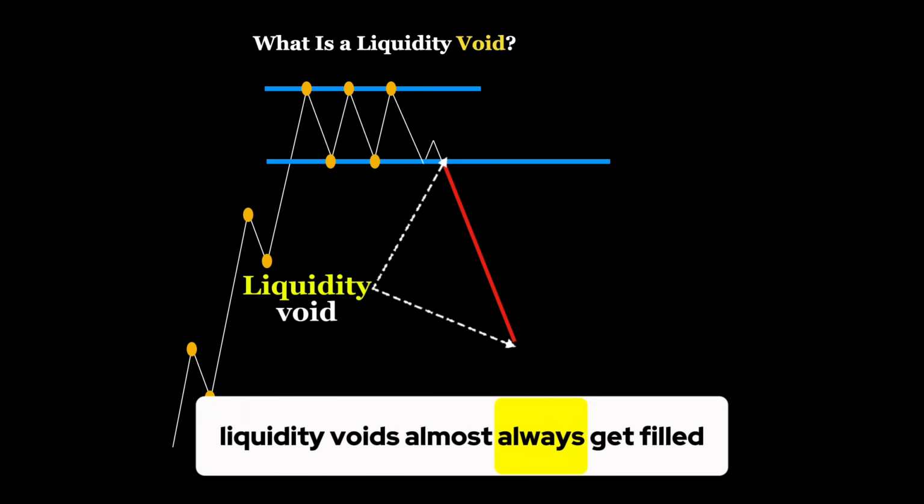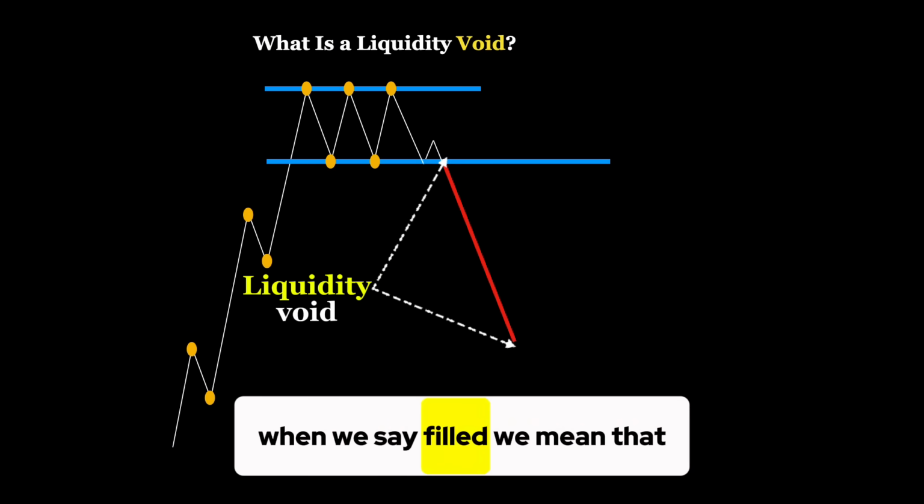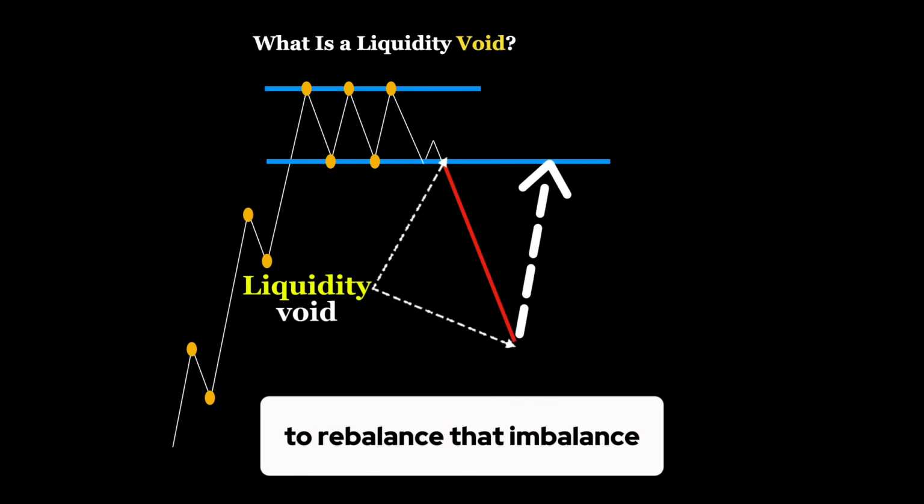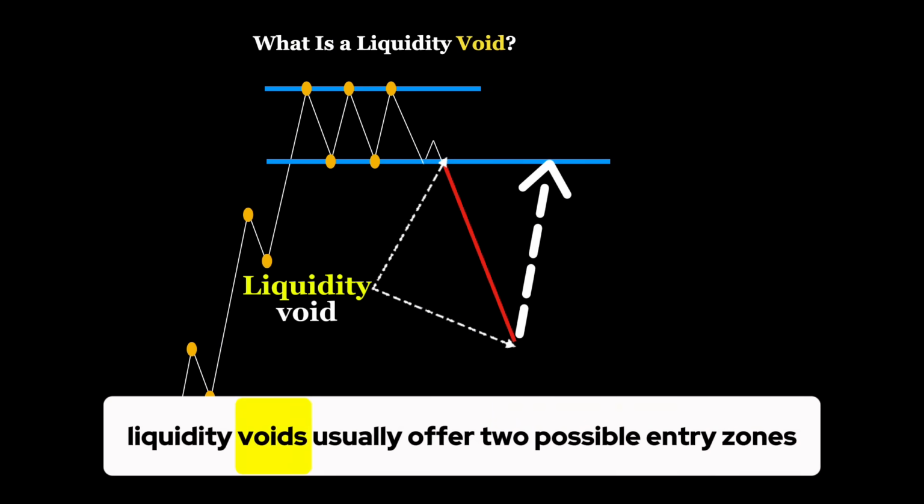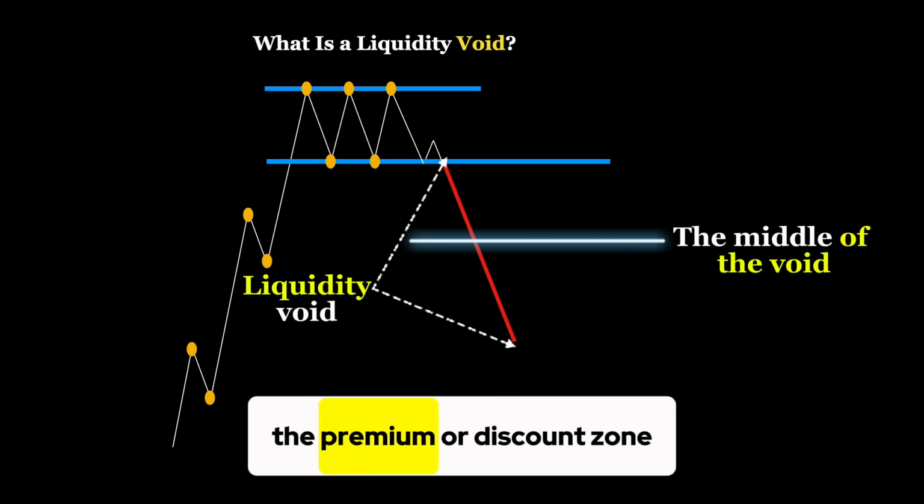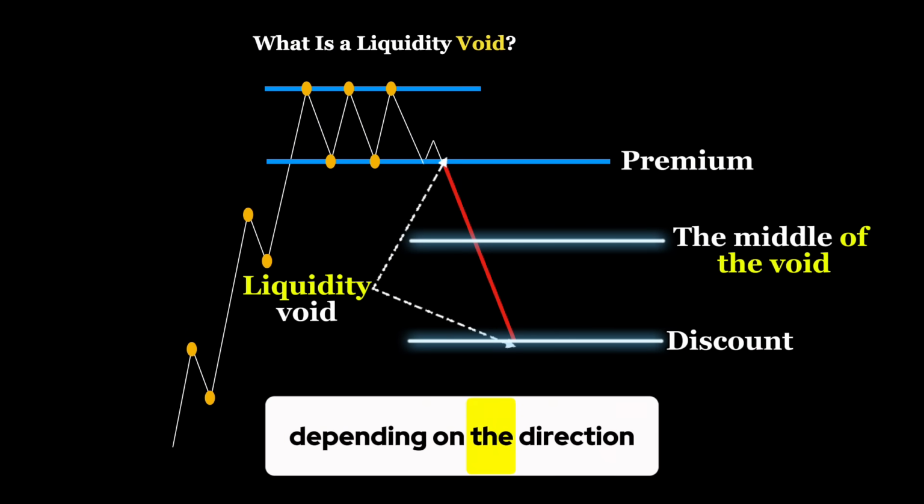Liquidity voids almost always get filled. When we say filled, we mean that price often returns back to the origin of the move to rebalance that imbalance. Liquidity voids usually offer two possible entry zones: the middle of the void, where price first paused or hesitated, and the premium or discount zone, depending on the direction.